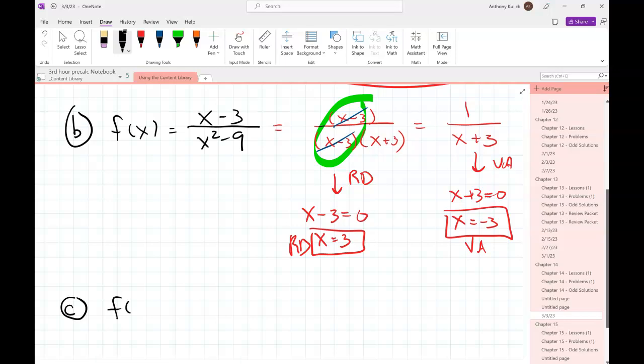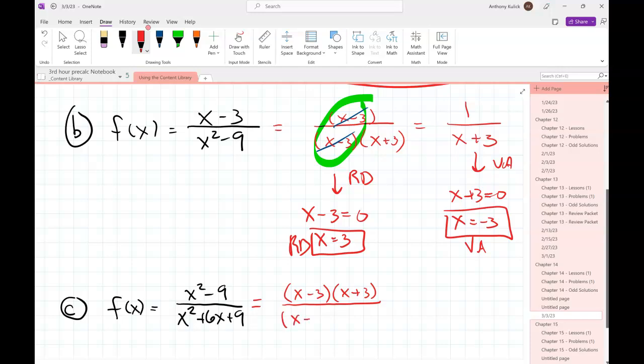Here's a question for you. If I can reduce, does that guarantee that I'll have a removable discontinuity? No. Let's see an example of that happening. So let's say we have x squared minus 9 over x squared plus 6x plus 9. First step would be to factor. How does the numerator factor? Great. And the denominator? Good.